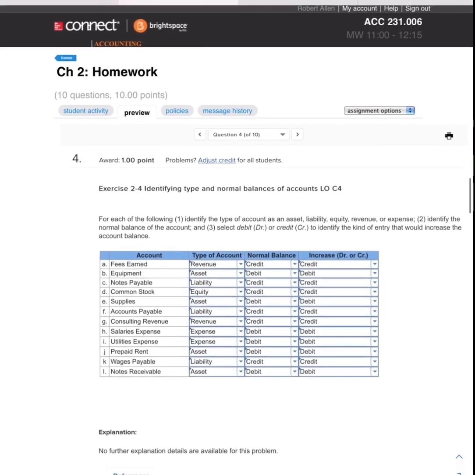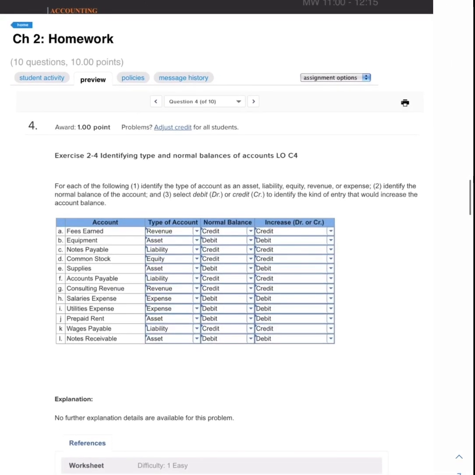So in this case, for each of the following, we want to identify the account as an asset, liability, equity, revenue, or expense, identify the normal balance of the account, debit or credit, and identify the kind of entry that would increase the account balance.